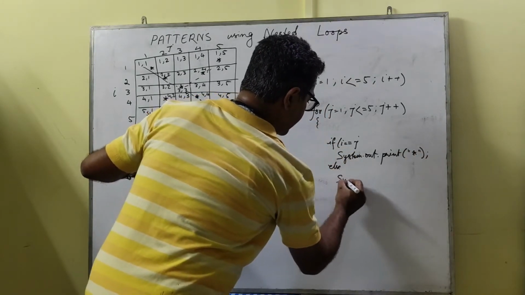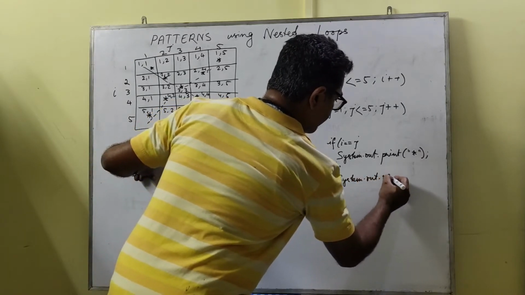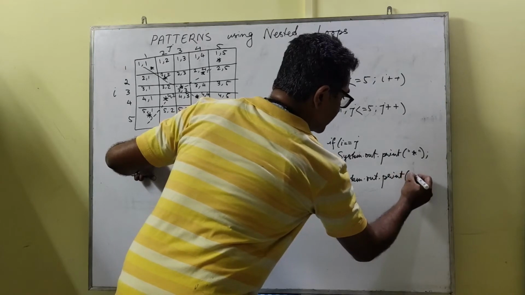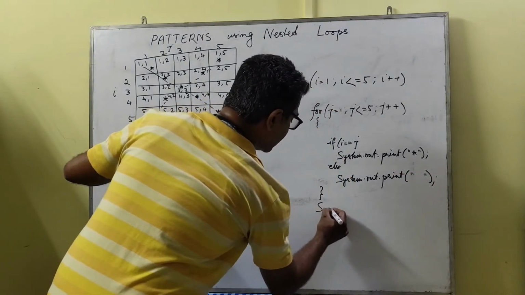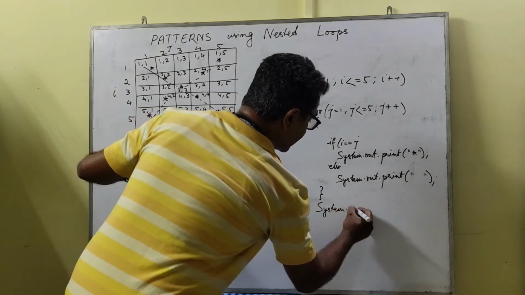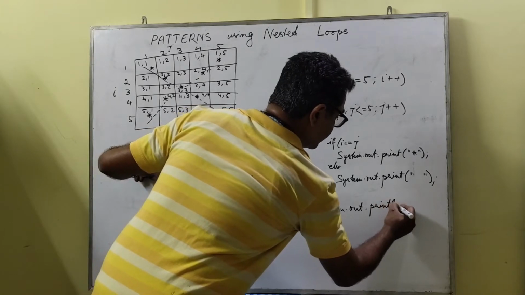Otherwise, I am going to print a blank space for the remaining spaces where an asterisk is not printed. And after the line has ended, we'll go for the next line. That is the usual technique which we had learned with the prior patterns.